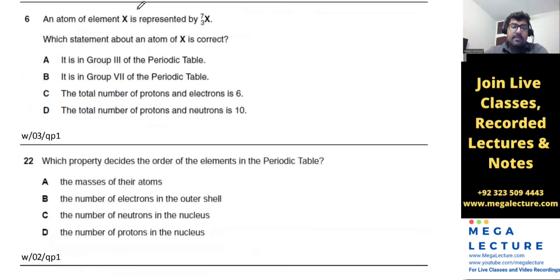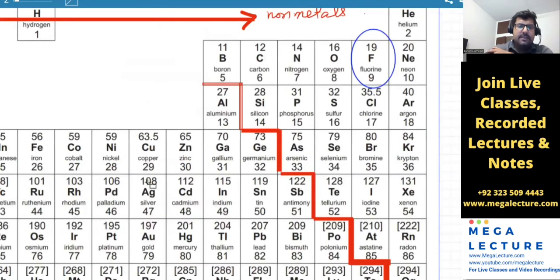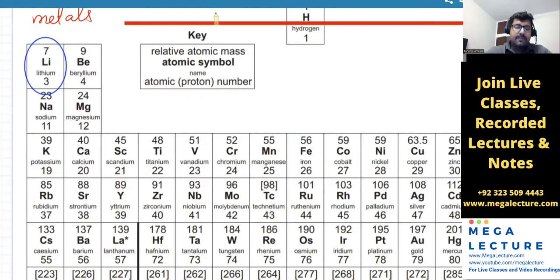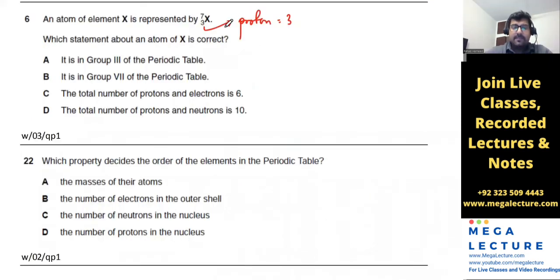Next, an atom of X is represented by 3 and 7. Remember, elements are identified by the proton number. So it's got a proton number of 3. Which element has proton number 3? Lithium. Okay, that's lithium, the one that we just did. So we're dealing with lithium over here.